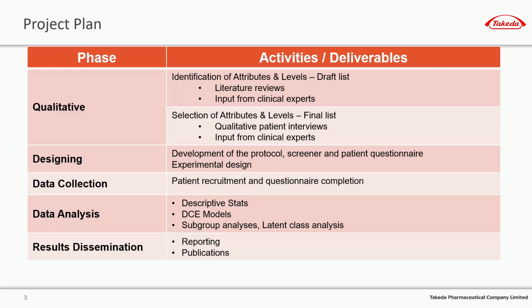Then data analysis. This was done in different waves: first descriptive statistics in order to better understand the study population and some key factors, then DCE models with the relative preferences of the different attributes. We also had some analysis to identify subgroups with a latent class analysis. And then we have a final stage with reporting and also publications.